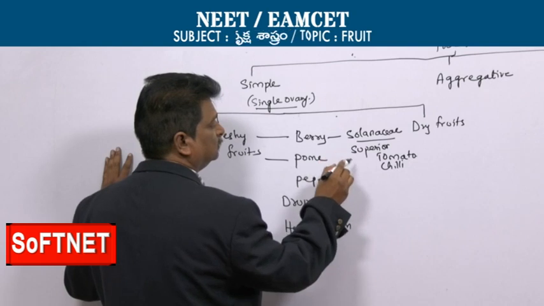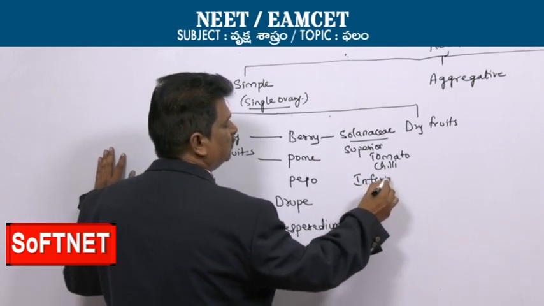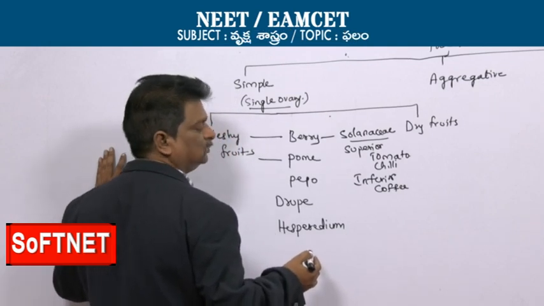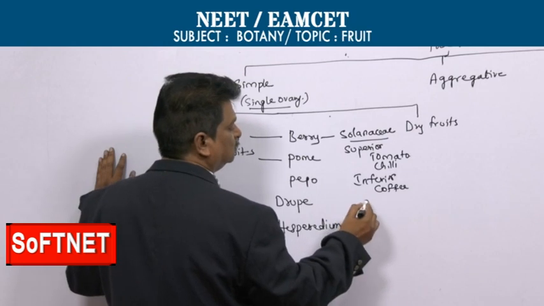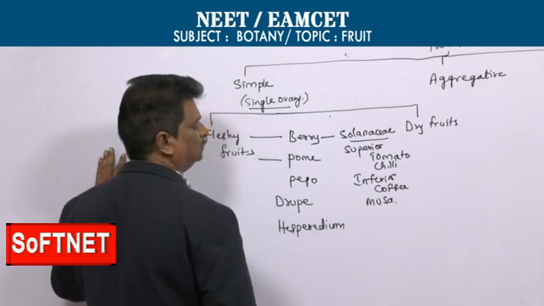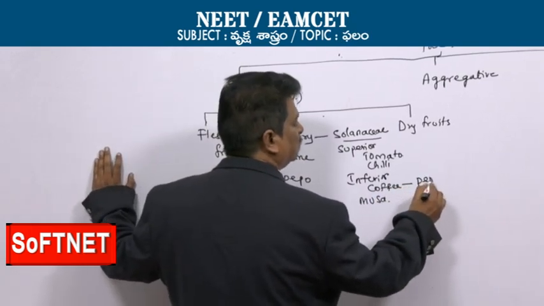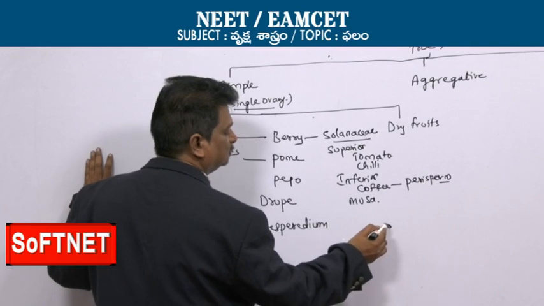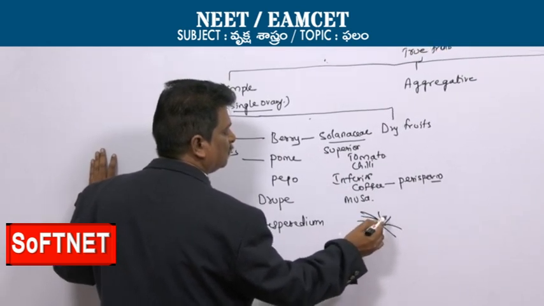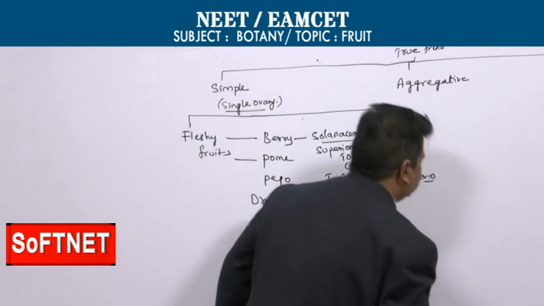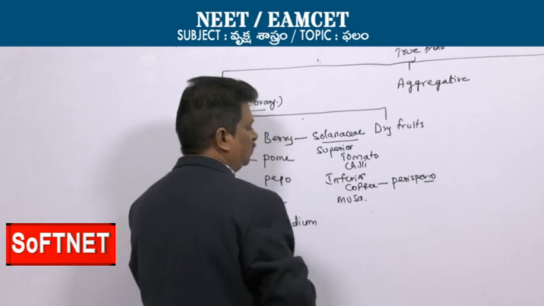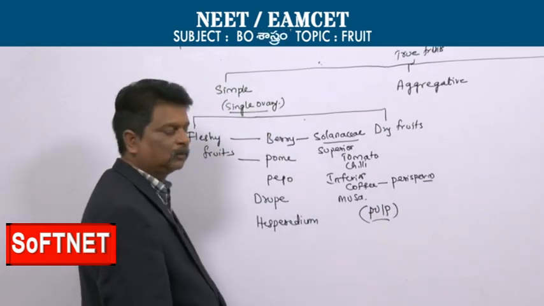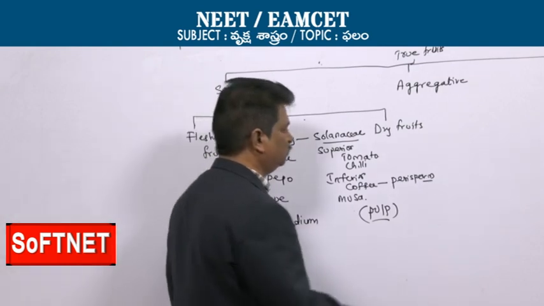In some plants, this berry fruit is developed from an inferior ovary, for example coffee and even Musa, banana. In coffee, the edible part is the perisperm. And the identification for berry is that the mesocarp and endocarp fuse to form pulp. It is berry.